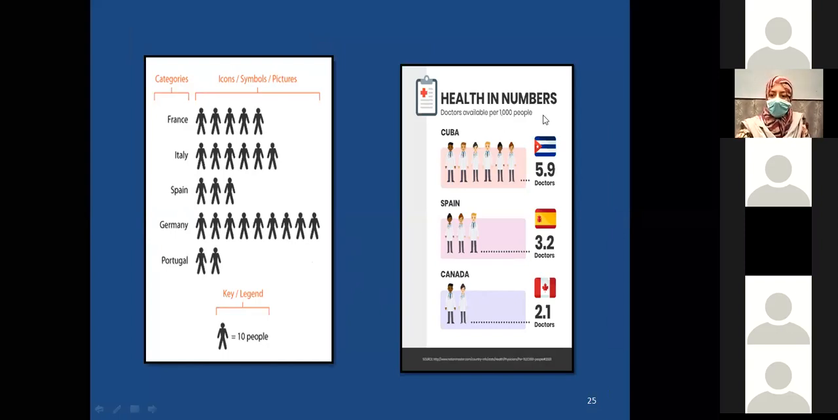Then you have health in numbers, for example, doctors available per 1,000 people. There are different countries that show different numbers of doctors available, for example, Cuba, Spain, and Canada. This shows that there are very few doctors available for around 1,000 people, so there's a deficiency in the number of doctors compared to Cuba. So this is also a way of comparing data and presenting your data.